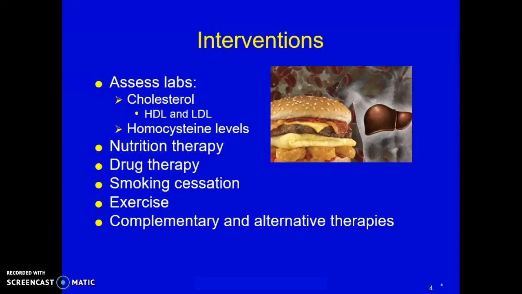For interventions that are best when someone begins to develop this, of course, on an ongoing basis we want to be looking at their cholesterol levels, their HDL and LDL levels, and their homocysteine levels, which we talked about in class the other day. Paying close attention to nutritional therapy related to a low cholesterol, low fat diet, drug therapies that I'll show you in a minute, and then smoking cessation is always key.